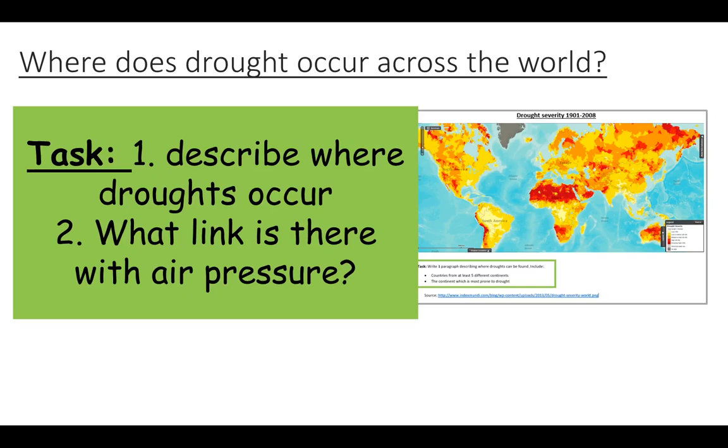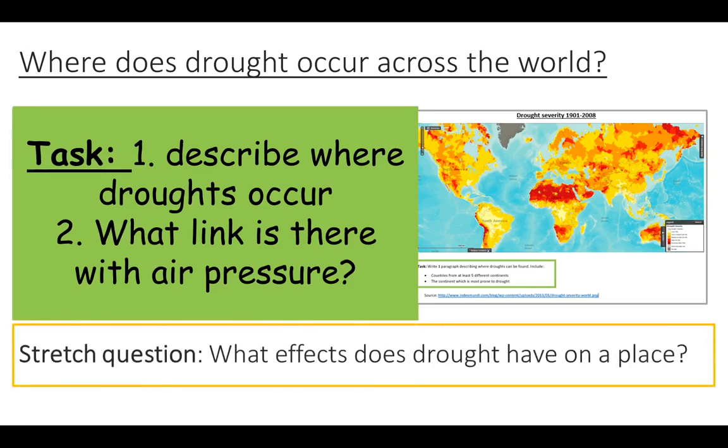So we're going to have a look at a map and we're going to see where drought occurs in the world. I want you to have a think about where the drought is occurring, and can you spot a link to last lesson where we learned about air pressure? So let's have a look at the map on the next slide.